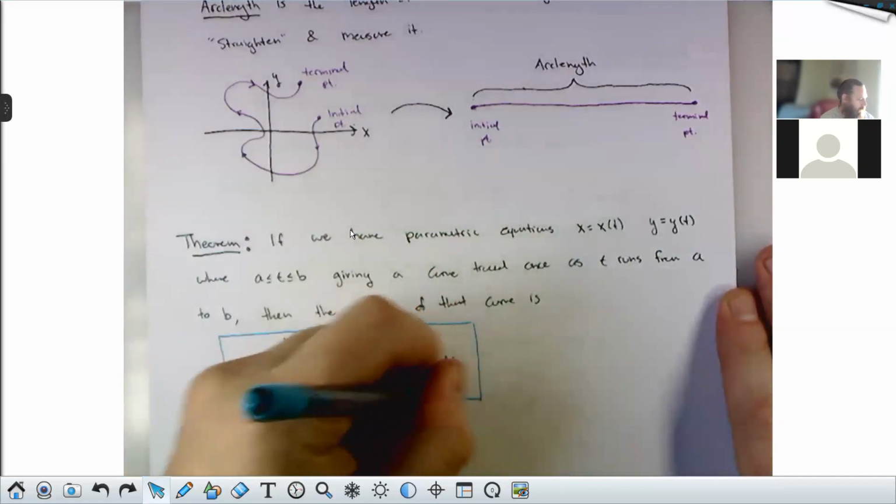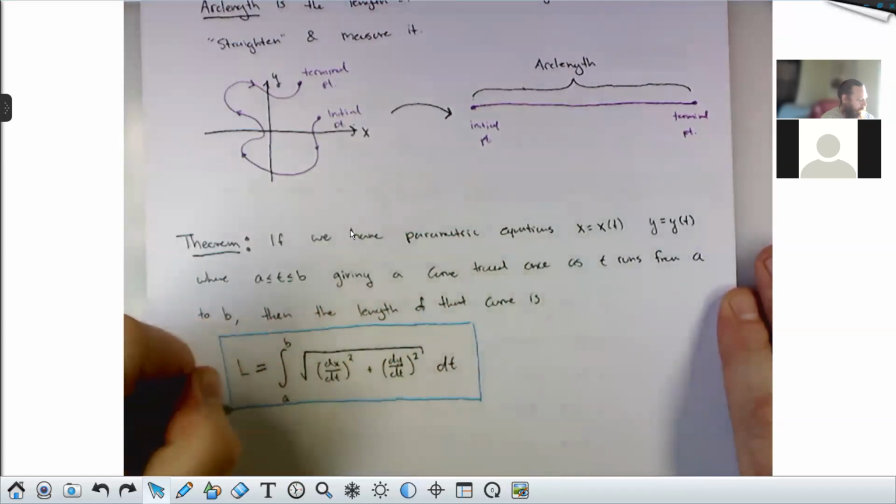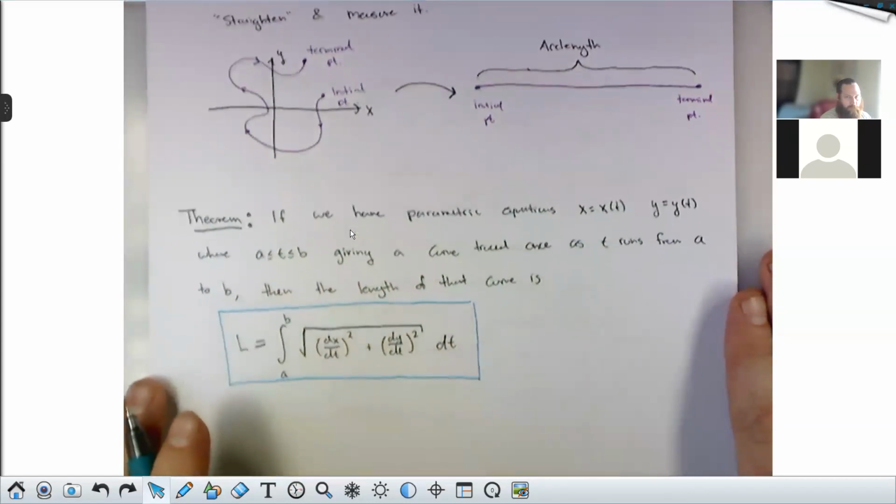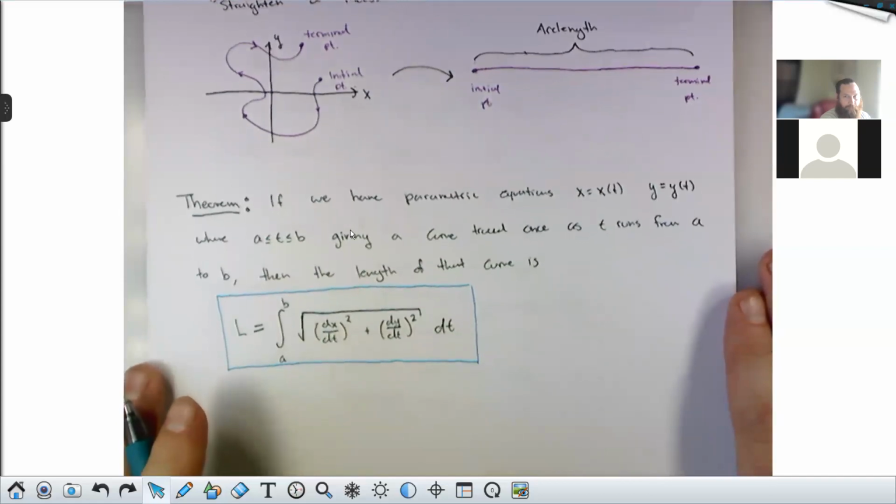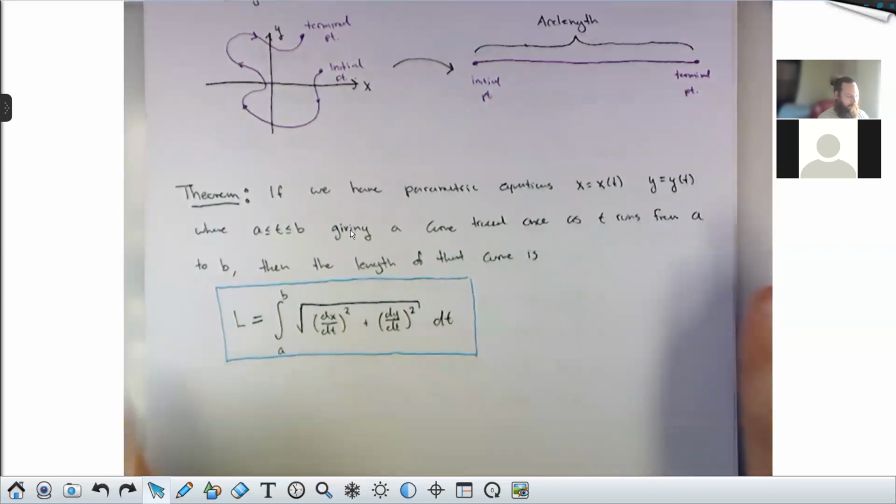And I'm going to show you where this comes from. We're going to do a little proof, not a fully rigorous proof, just a little one. Remember dx dt, that's what you get when you differentiate the x function. dy dt is what you get when you differentiate the y function. So the way you would use this is by taking the time derivatives of the two parametric equations, squaring each of them on their own, adding that up, taking the square root, then integrating.